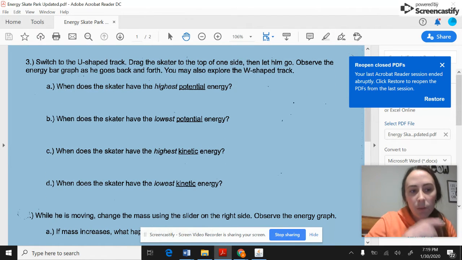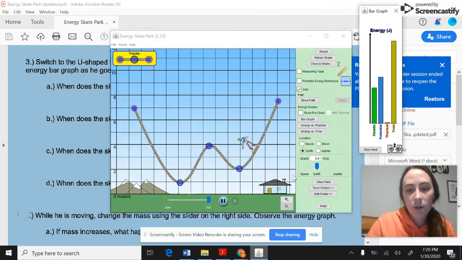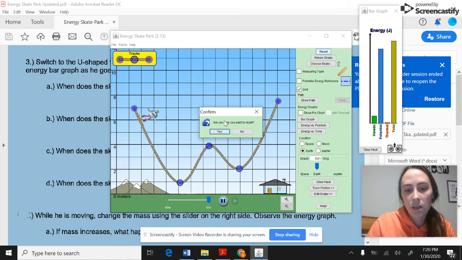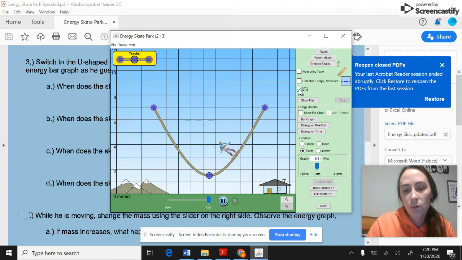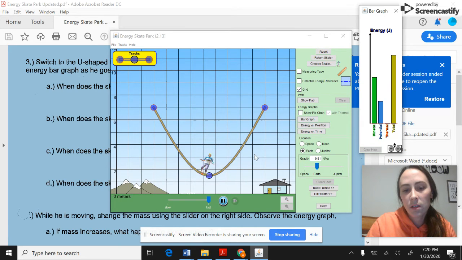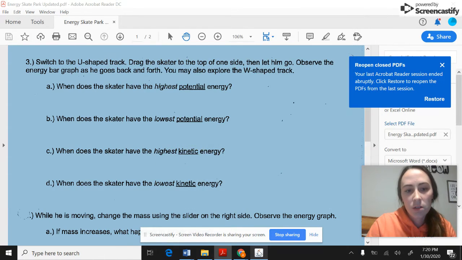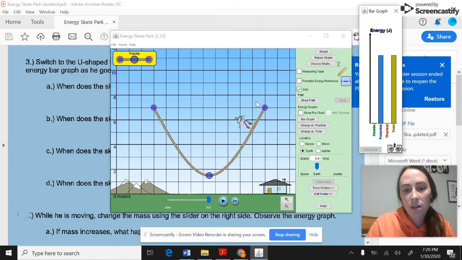Once we're done with that, we're going to switch to the U track and then answer these questions. So I'm going to go back and I'm going to reset my settings. Yes. And I'm going to hit grid and bar graph again. And it wants me to see whenever he is at the top, how is potential energy. So when does the skater have the highest potential energy? And that's when he's at the top of the U.